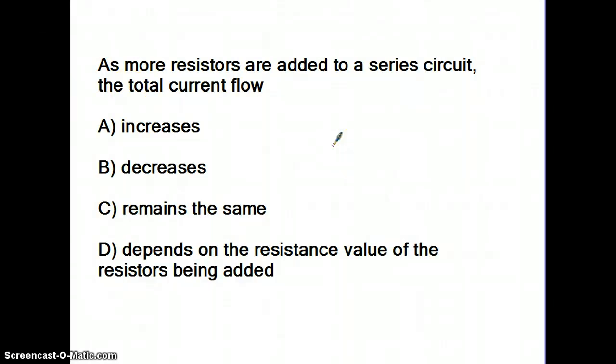First question, as more resistors are added to a series circuit, what would happen to the total current flow? Okay. See, the correct answer here is decreases, because as more resistors are added to a series circuit, the total resistance increases, thus lowering the total current flow.